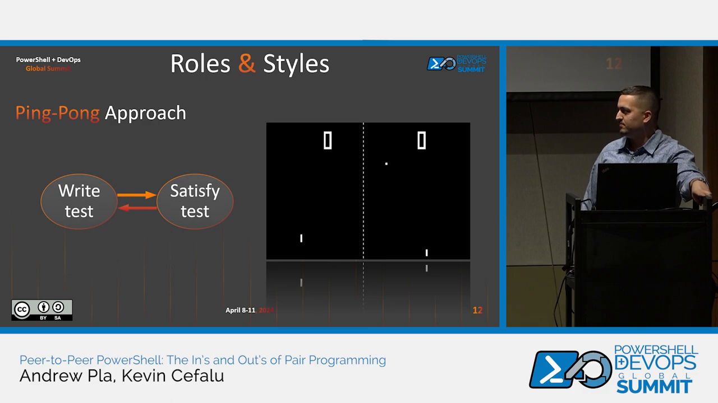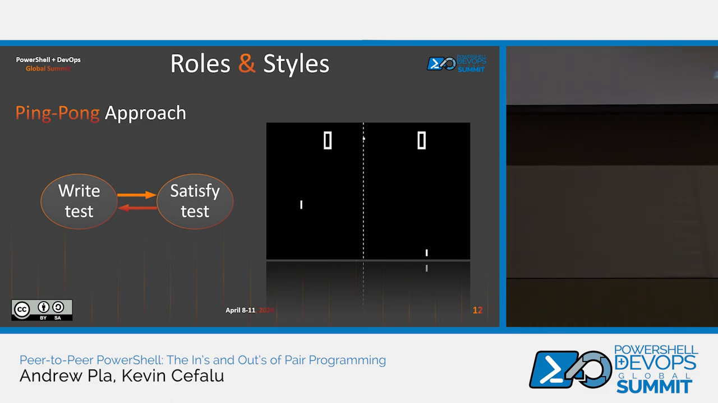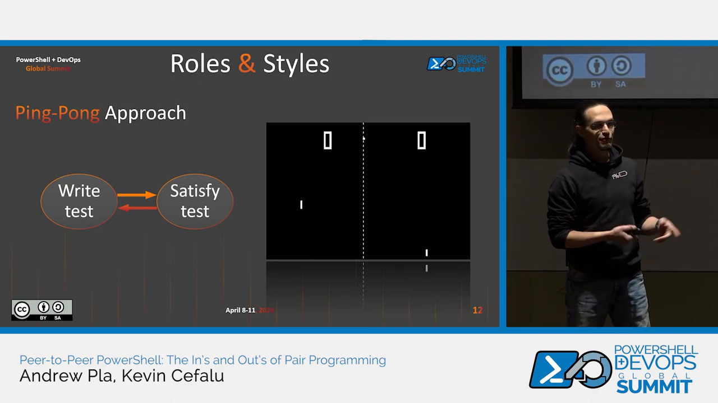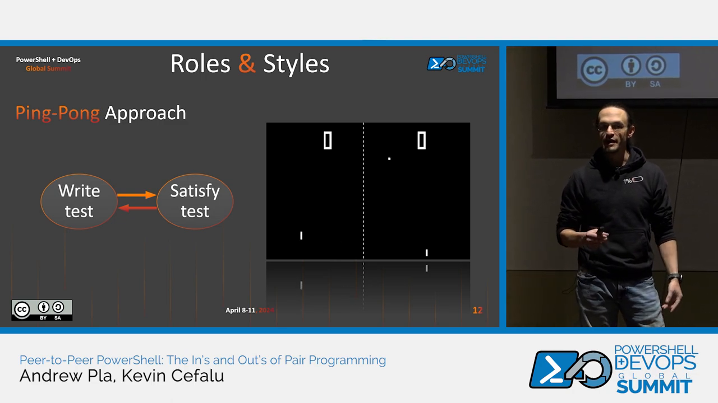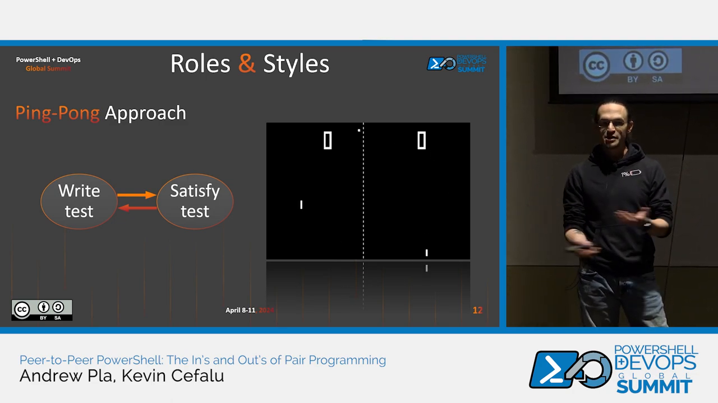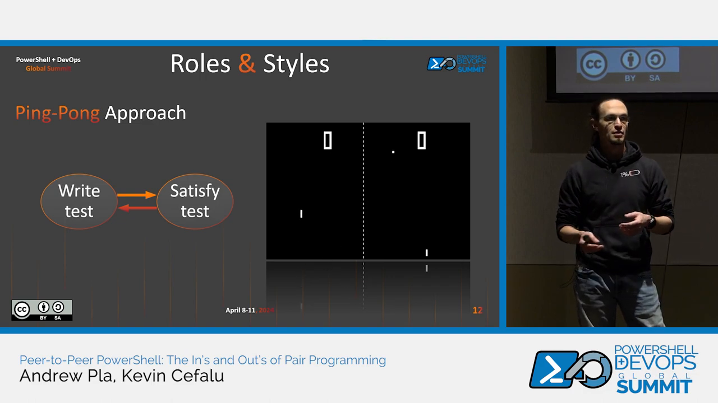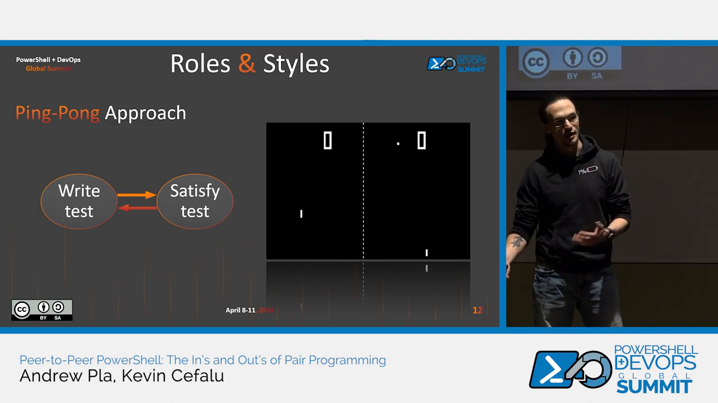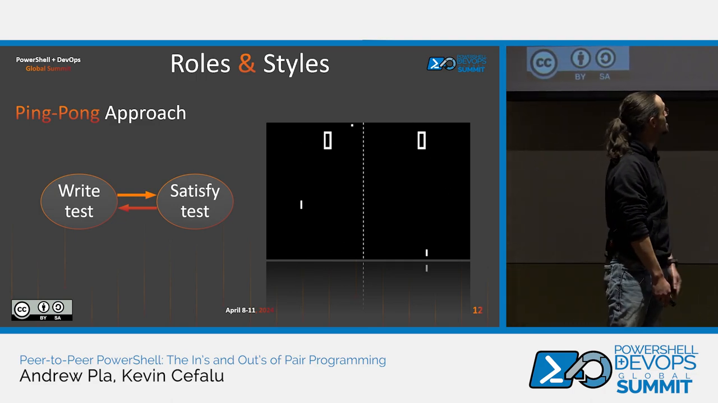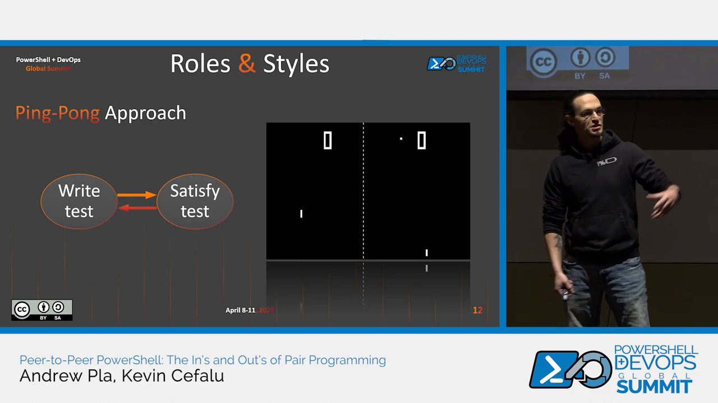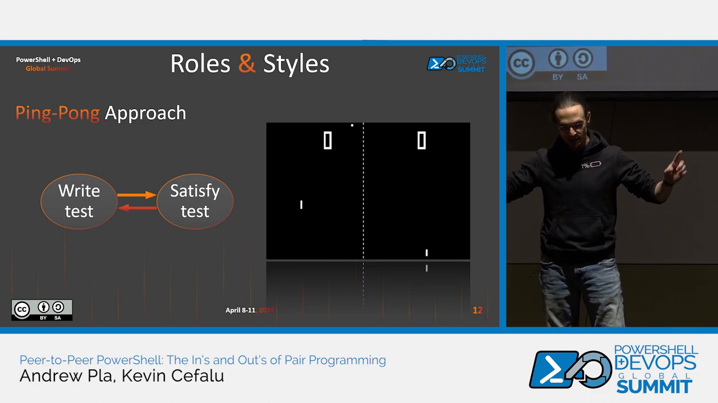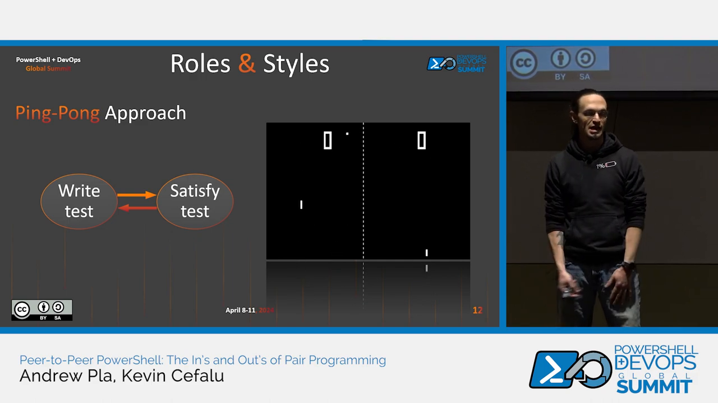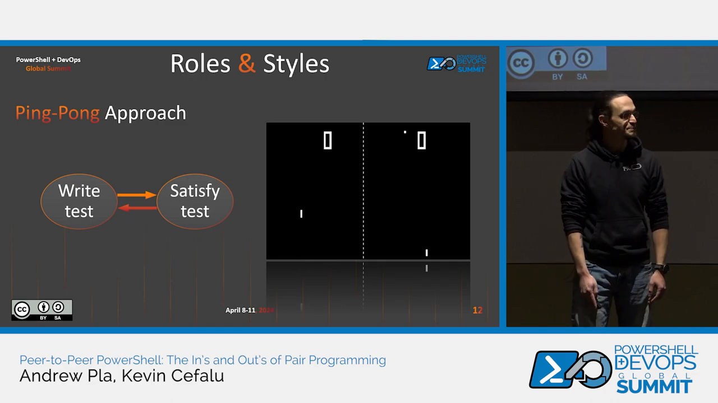Yeah. And something important to note too is that, especially in ping pong, we're talking about role reversing as well. Same thing for driver navigator. Just forgot to mention that you're often changing roles. You're swapping back and forth. You're making sure that you're not over-reliant on one person doing one job, one person doing the other. So in the case of ping pong, one person's writing a test, the other person's satisfying it, the next test, that person now is writing a test and satisfying on the opposite side. Yep. So.